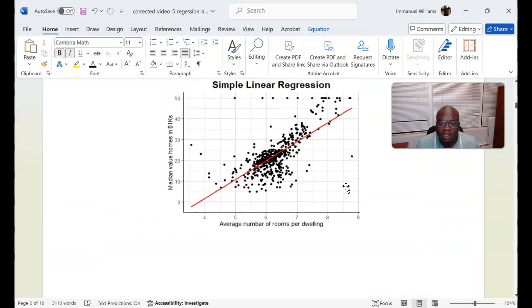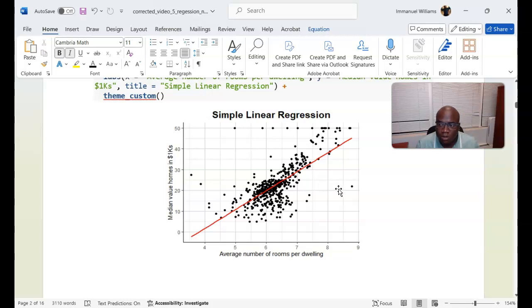I think the next question, without going all the way to the bottom, is asking you, based on a given median value number, to make a prediction on an average number of rooms. You cannot make a prediction on X using Y. You cannot make a prediction of your average number of rooms using the y-axis. All right.